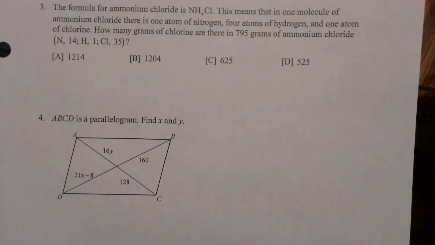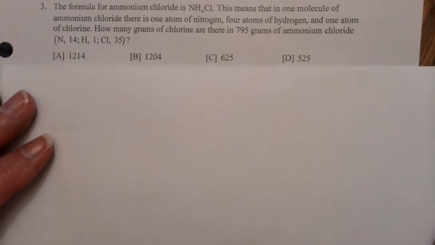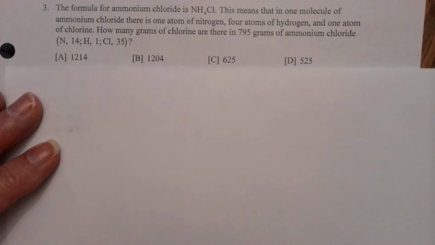Okay. Number 3 says the formula for ammonium chloride is NH4Cl. It says this means that in 1 molecule of ammonium chloride, there is 1 atom of nitrogen, 4 atoms of hydrogen, and 1 atom of chlorine. How many grams of chlorine are there in 795 grams of ammonium chloride?